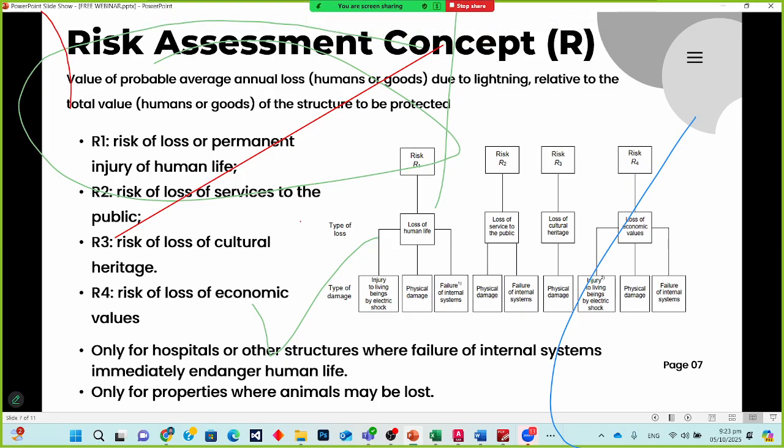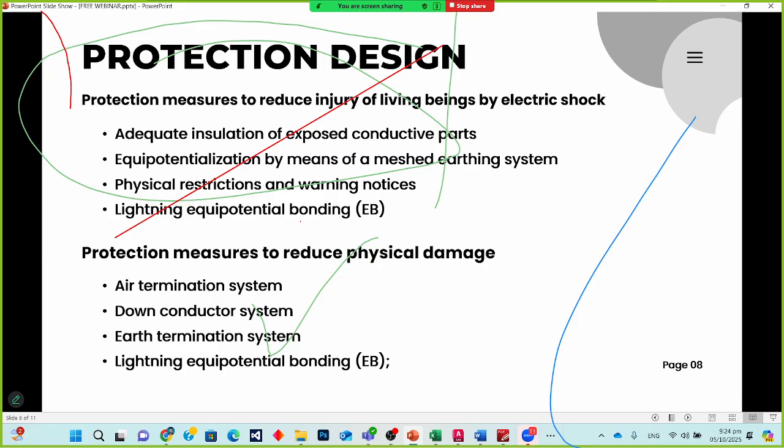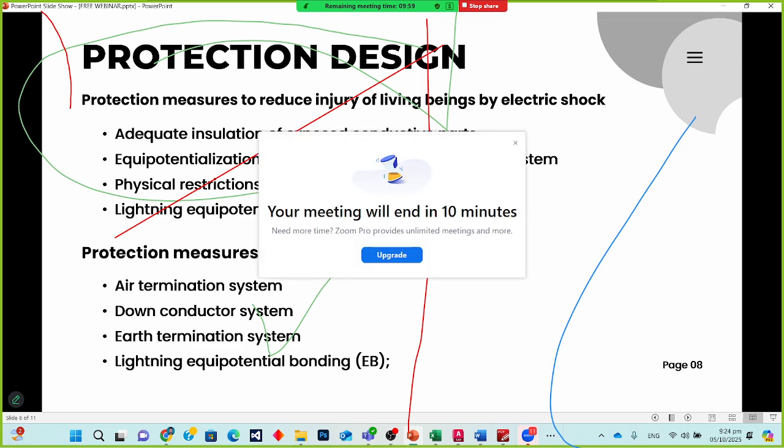So we have to calculate these risks. On that basis, we have to analyze the probability, the chances of the risk, and then we will decide whether it is within limits or whether we have to give protection. And then the protection design. I will show a practical example in the Excel sheet I have prepared, in which I will show one by one the risk components and everything. Protection design.